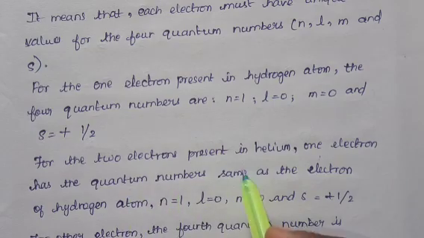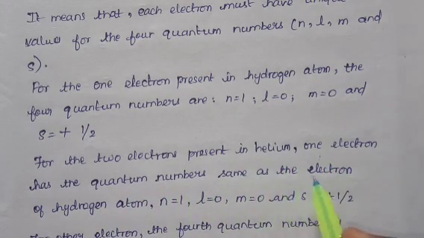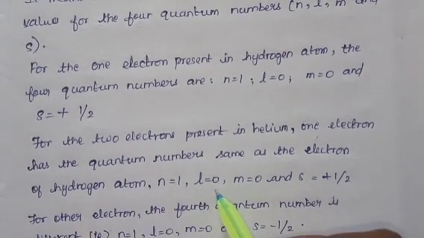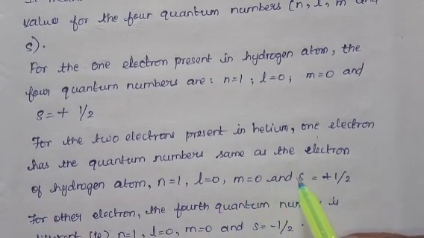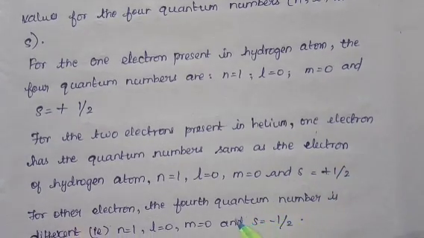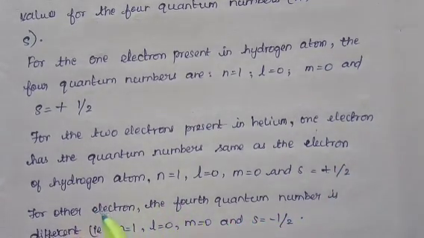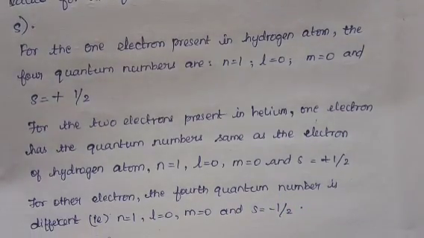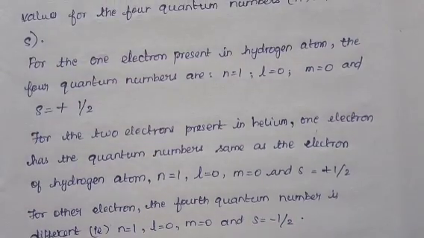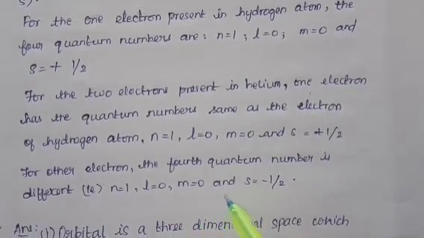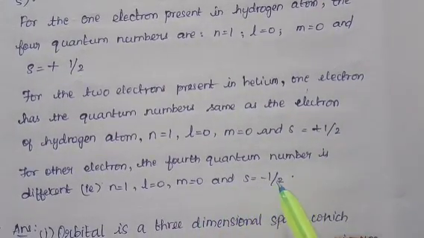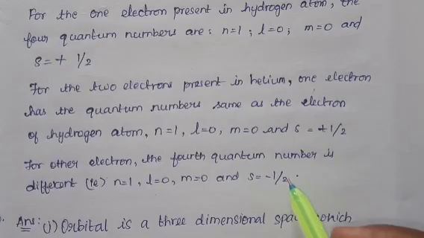For the two electrons present in helium, one electron has the same quantum numbers as the electron of hydrogen atom: n is equal to 1, l is equal to 0, m is equal to 0 and s is equal to plus half. For the other electron, the fourth quantum number is different, that is n is equal to 1, l is equal to 0, m is equal to 0 and s is equal to minus half.